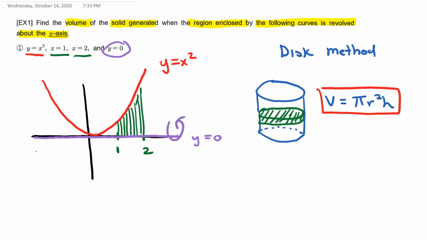Once we rotate that green region, it's going to form some kind of solid, and our goal is to calculate its volume. Let's take a look at a few visual diagrams to help us understand what that solid will look like, and then we will apply the disk method and calculate its volume.